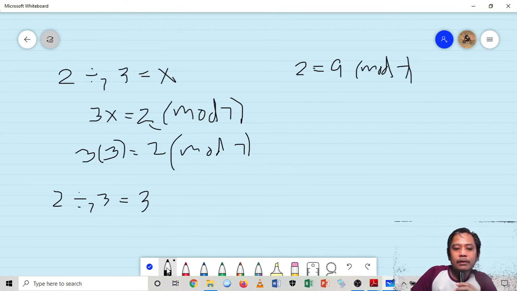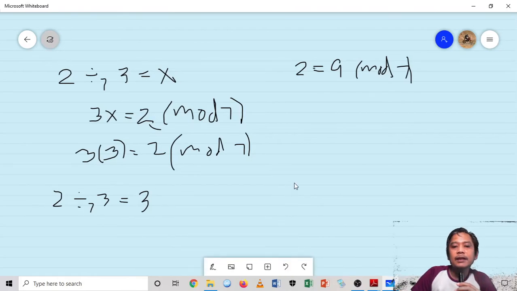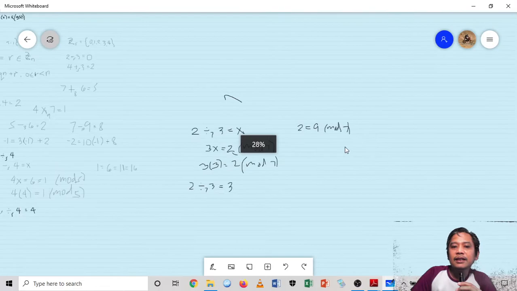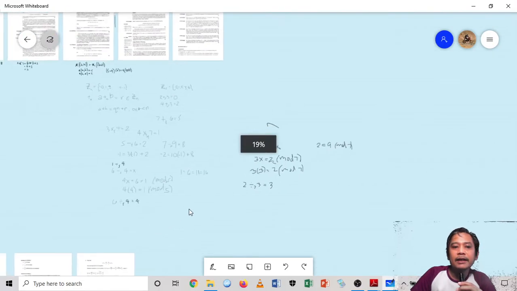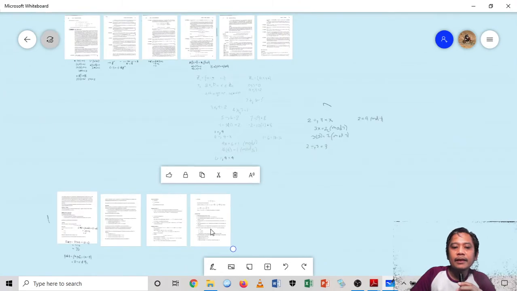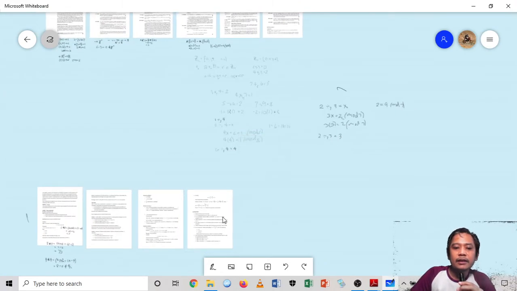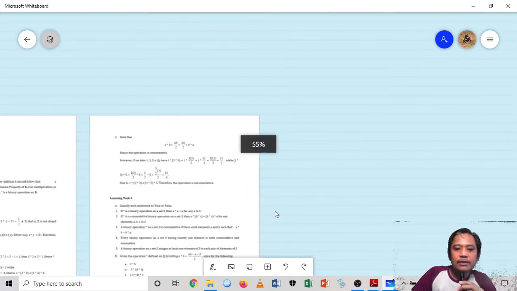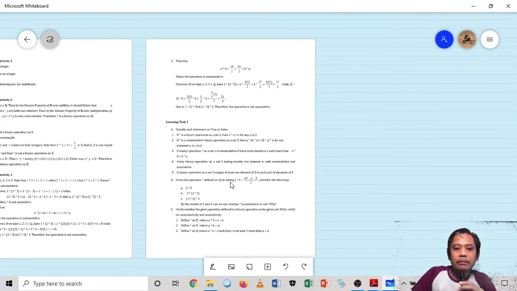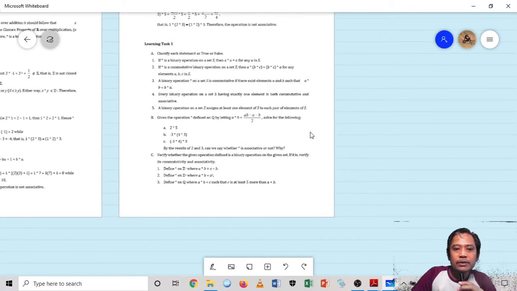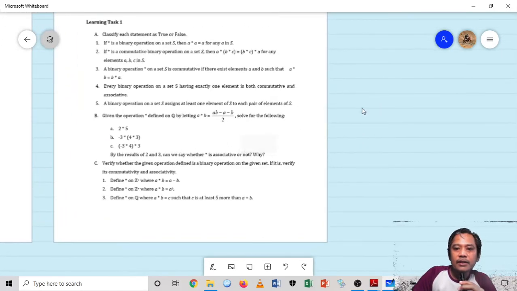So that would be all for our first topic. You may now start answering the learning task in our learning packet. You can just write your answers on clean sheets of paper, take a clear picture, and then send it to me through a personal message. You would have to also write your name, the name of the subject, then the title of the activity. That is learning task number 1 for binary operation.